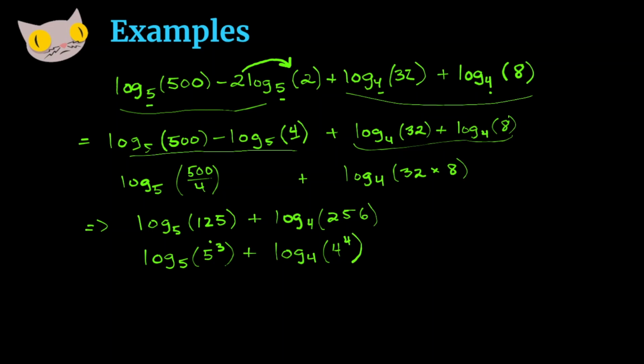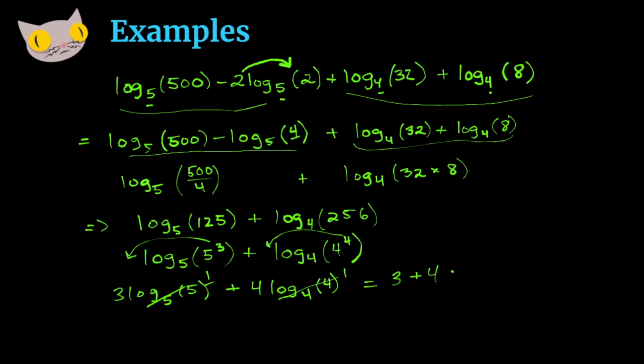Now we can use our power rule, bringing our exponents to the front of each of the logarithms. That gives us 3 times log base 5 of 5 plus 4 times log base 4 of 4. Now using our identity rule, these two numbers are the same, so it can be just 1. Same for over here. The base is the same as our variable, so the entire logarithm is equal to 1. Now we're just left with 3 plus 4, and that gives us 7. So this whole thing is just a fancy way of saying 7.